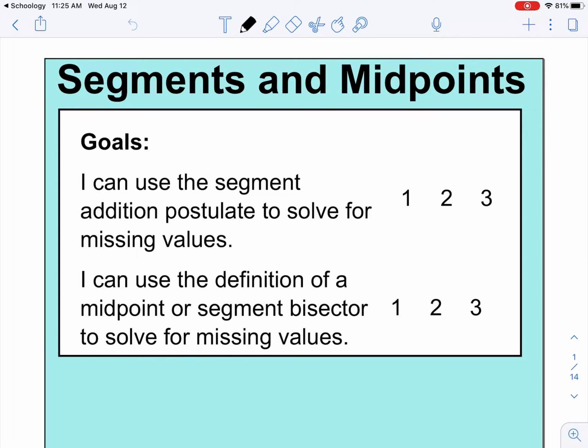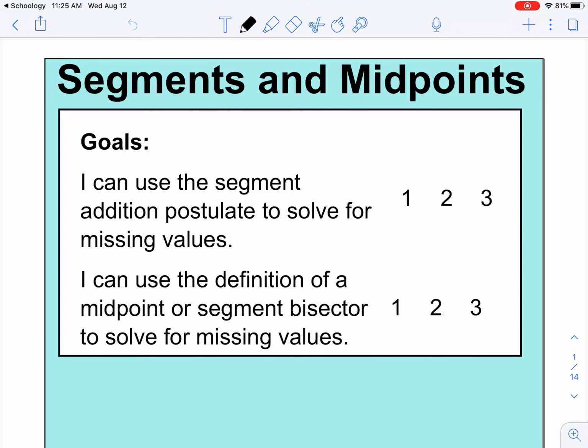If you're like, I don't know what the segment addition postulate is, then I'd give yourself a 1, meaning no clue. 2 being like, I think I know what that is. Let's see a problem. Can I try it? And 3 being like, I learned this. I know how to do it.